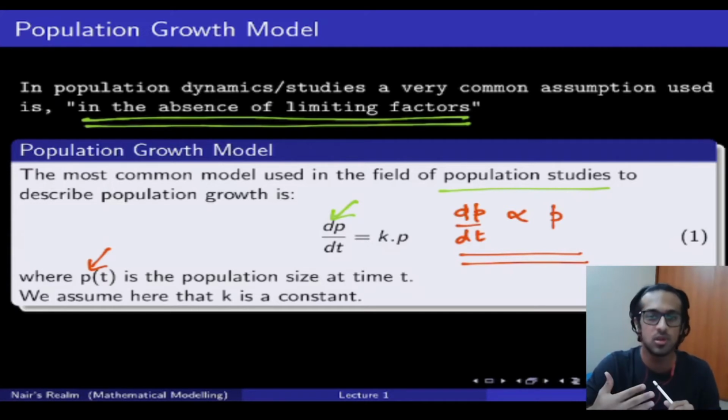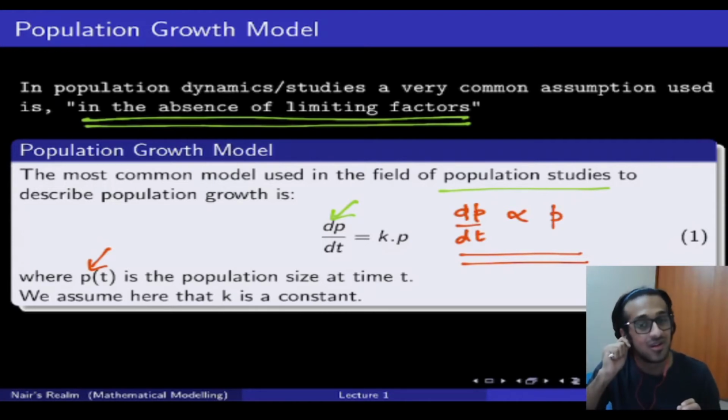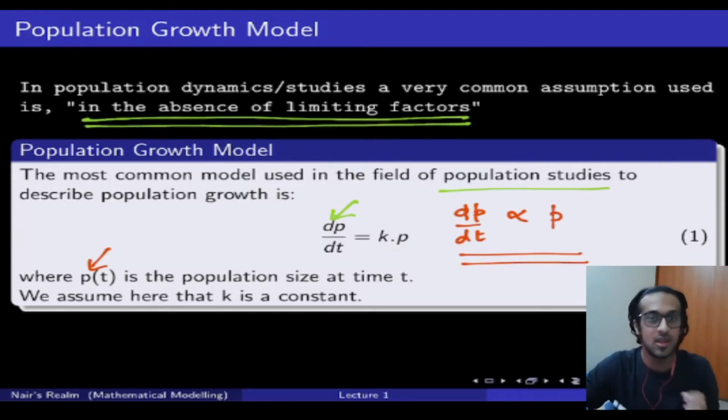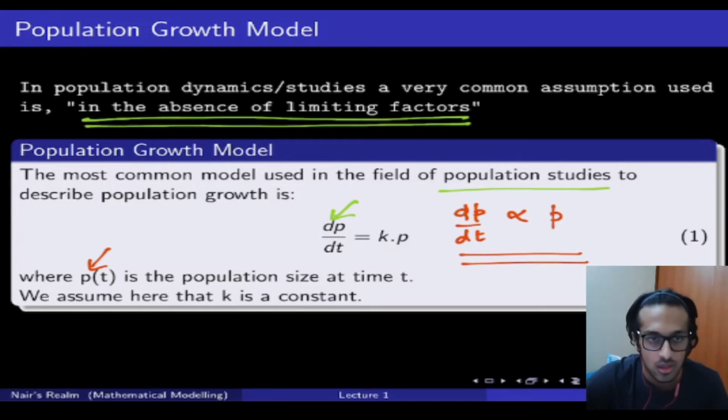If there are more people, it's likely that those people can give birth to more people, right? So if there were only 5 people as against 10, 10 people can give birth to more people than 5 people can. That's the rough and very crude idea behind this model, and of course, under the assumption that there are no limiting factors to the human population.